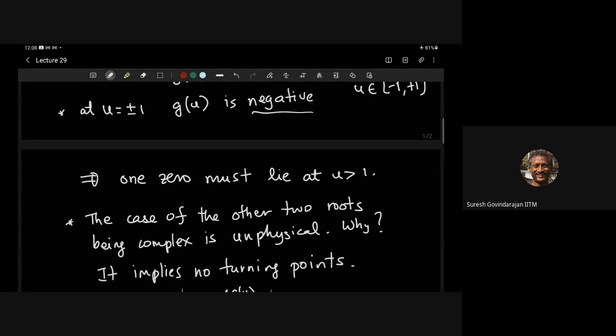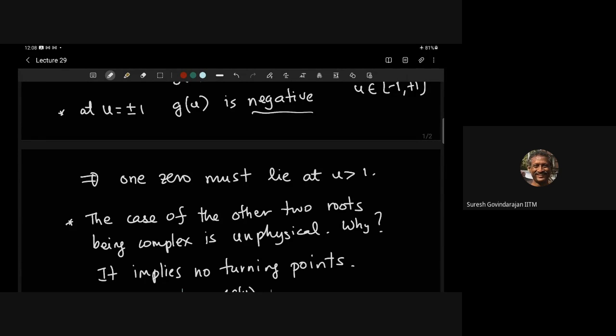Let's just consider the case of the two roots being complex. Mathematically we can prove this, but I tried to prove it and it's too ugly, so I don't think I'm even going to try to present it. But we'll use physical arguments, which are not mathematically rigorous, but will give you some insight. It says that the other two roots also have to be real. They cannot be complex. Why?